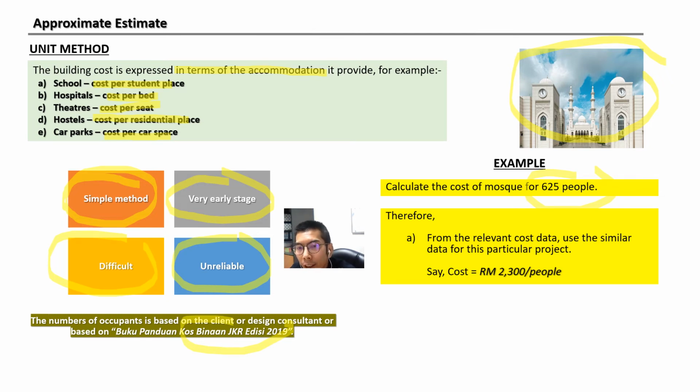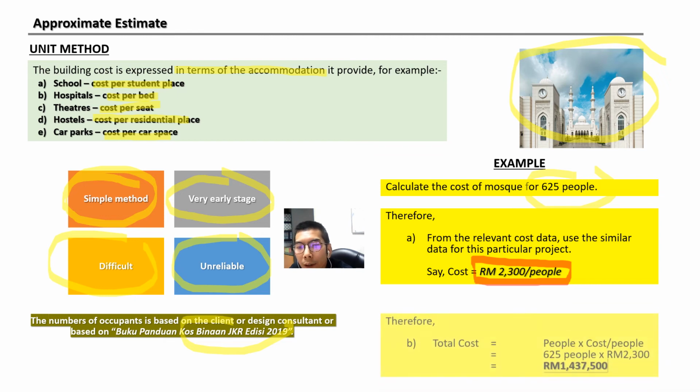They mention that to build a mosque, it will cost you 2,300 per person. Okay, that's the cost of building a mosque. So per person, it will cost you 2,300 ringgit Malaysian.